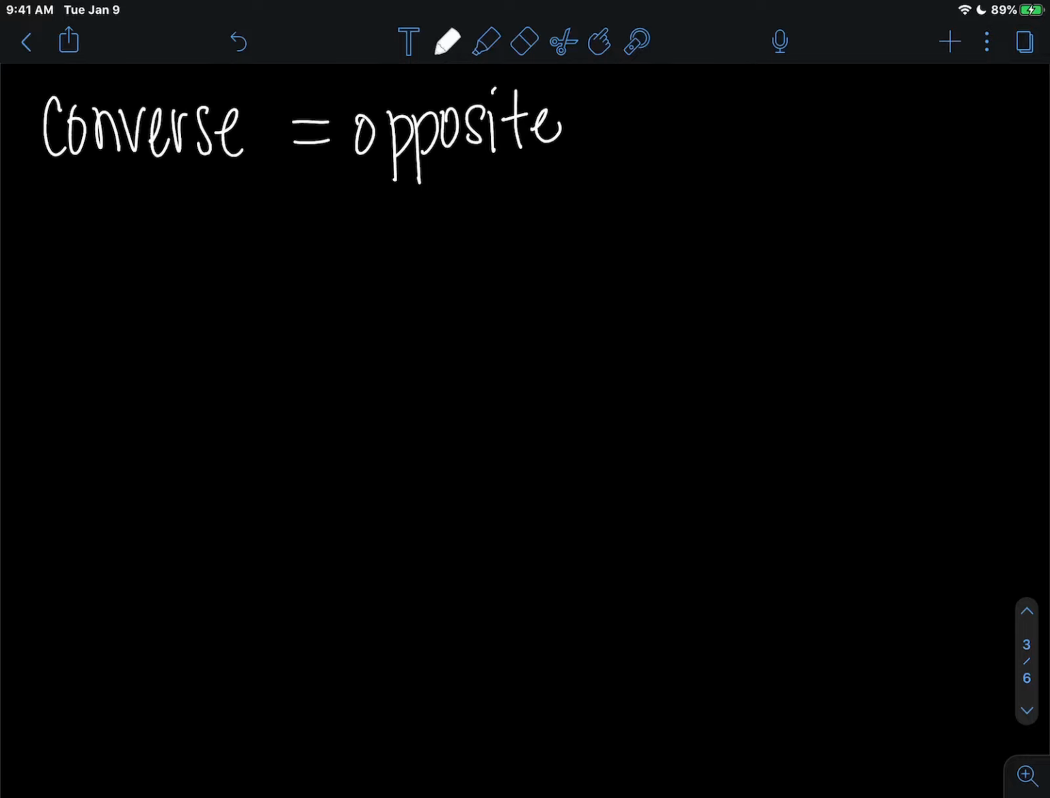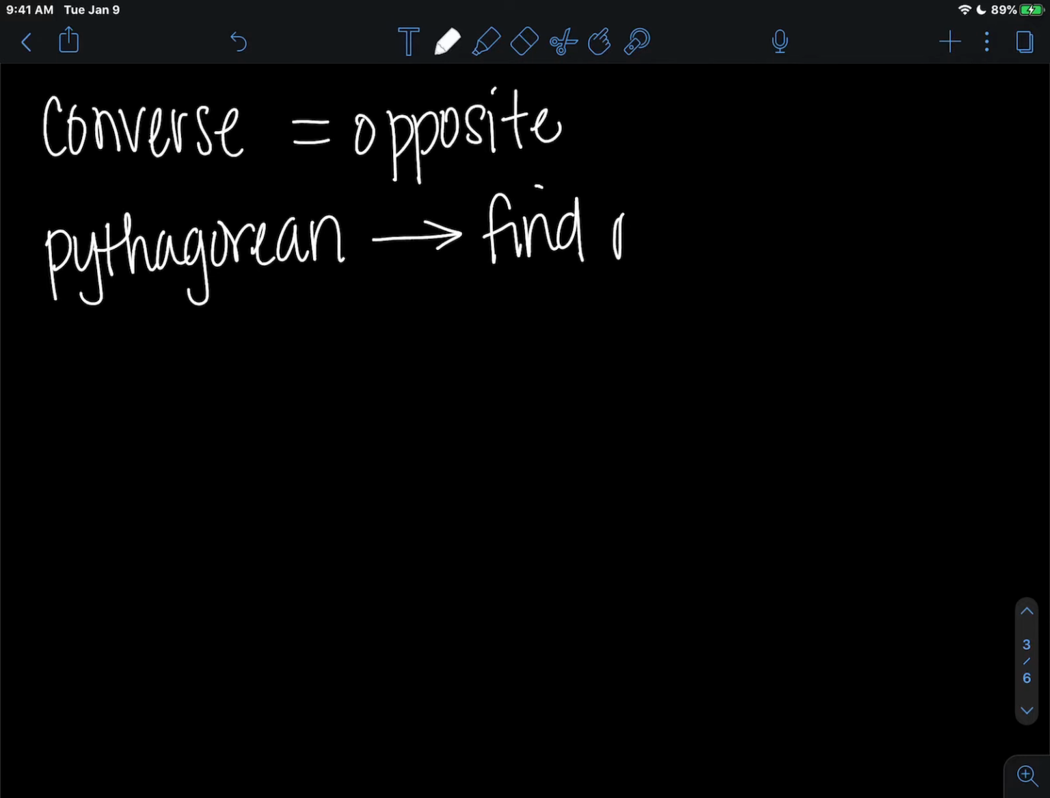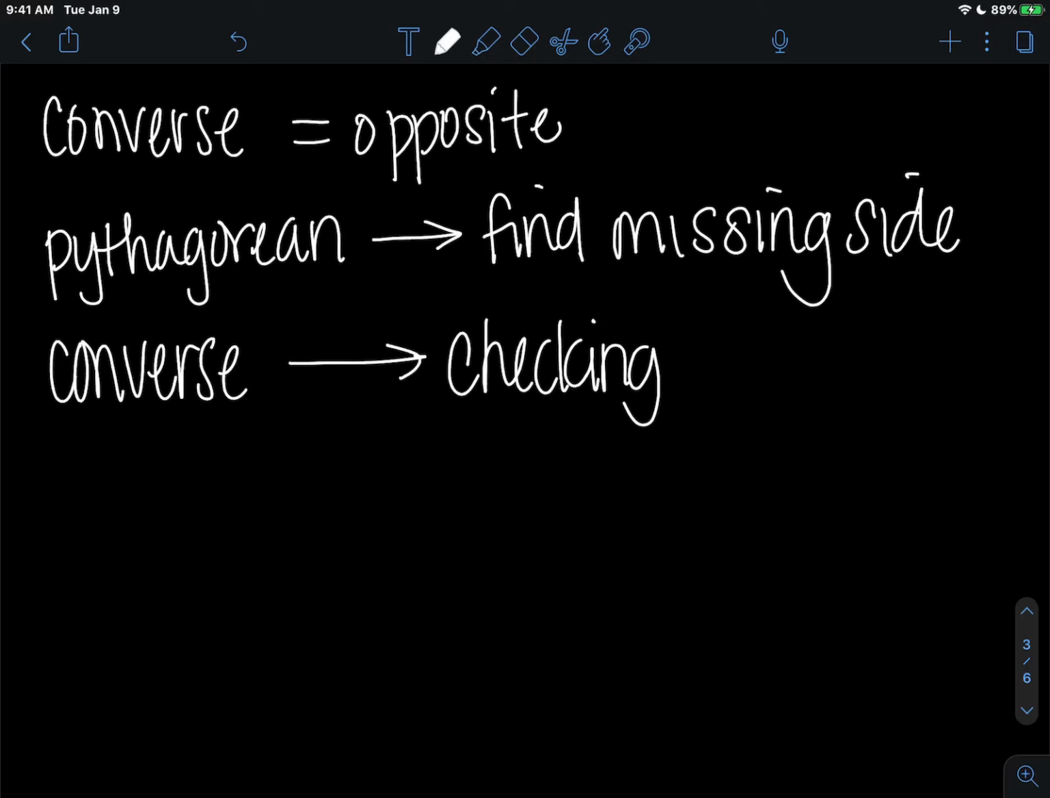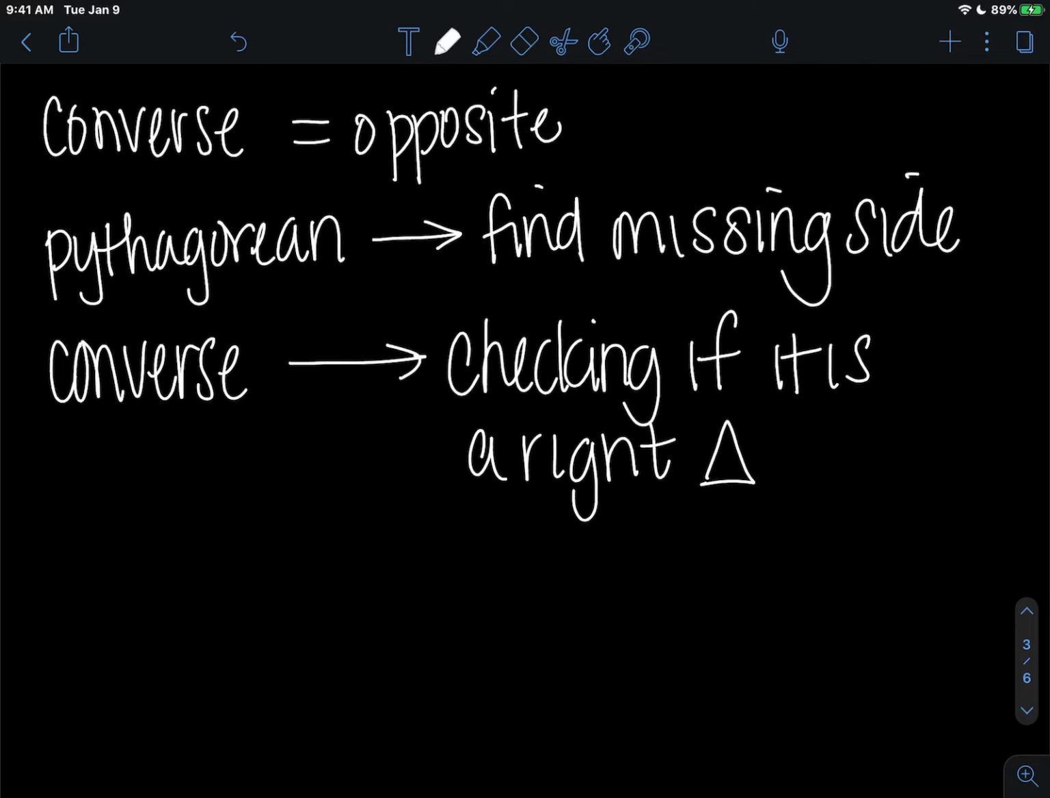So normally, what we were doing with the regular Pythagorean theorem is we were using it to find a missing side. However, with the converse, instead, we're checking if it is a right triangle.